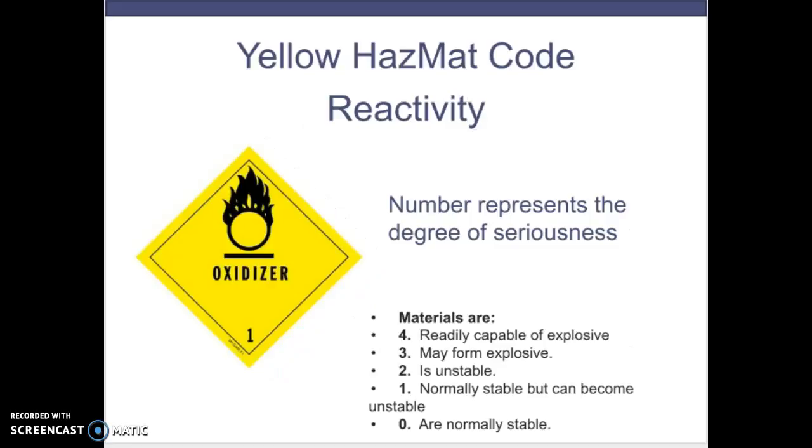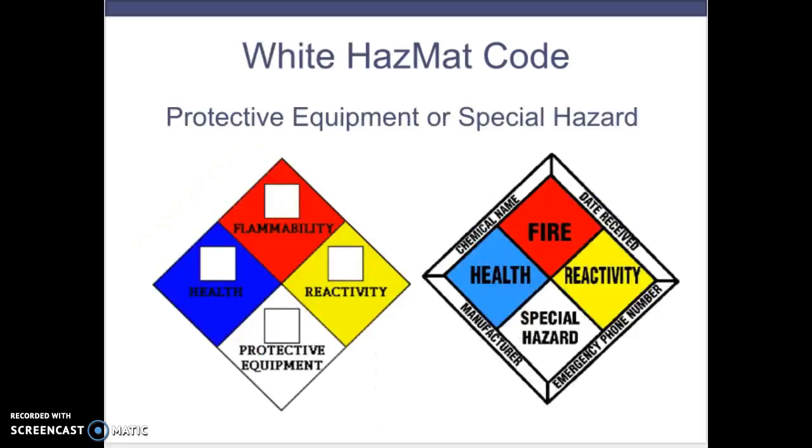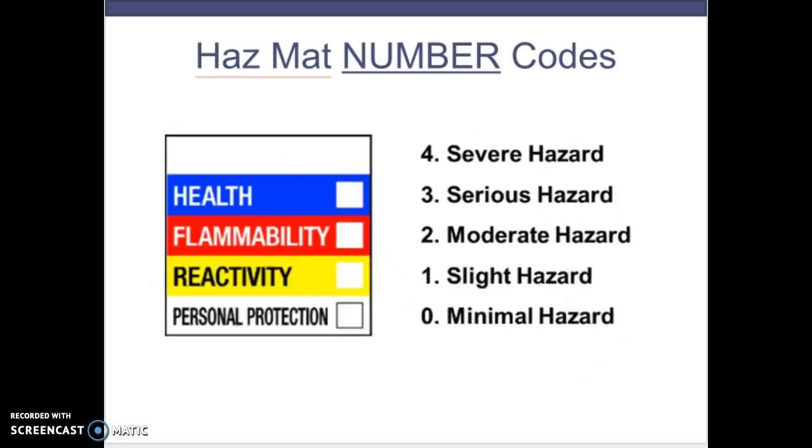When you go to yellow, it talks about the yellow hazmat code, which is reactivity. The number represents the degree of seriousness. Again, you can read 4, 3, 2, 1, and 0. And then there's the Hazmat code, which is protective equipment. This is what the entire shape looks like with all of the colors. This is another look at the Hazmat number code system and what it could look like in a different situation.